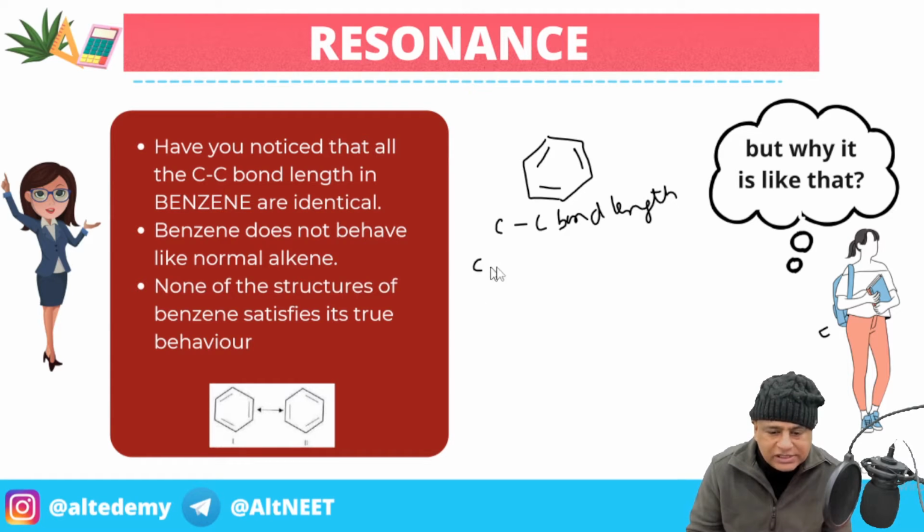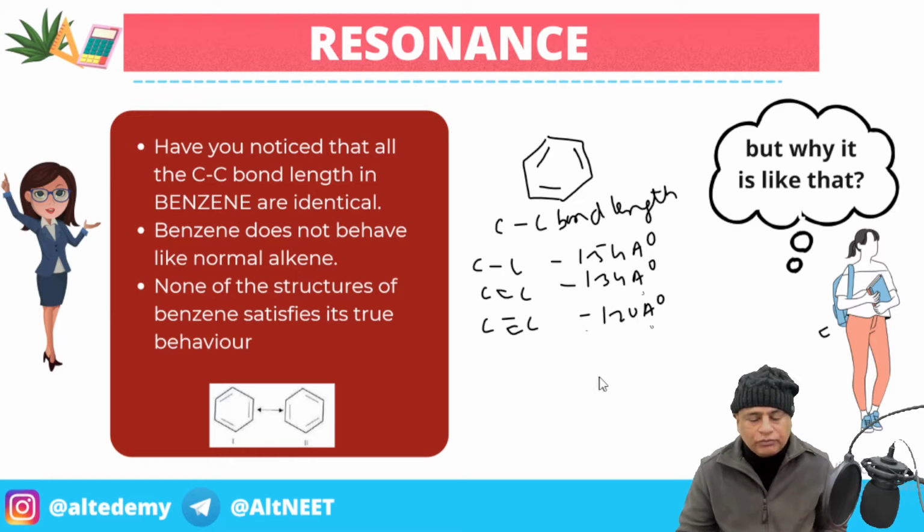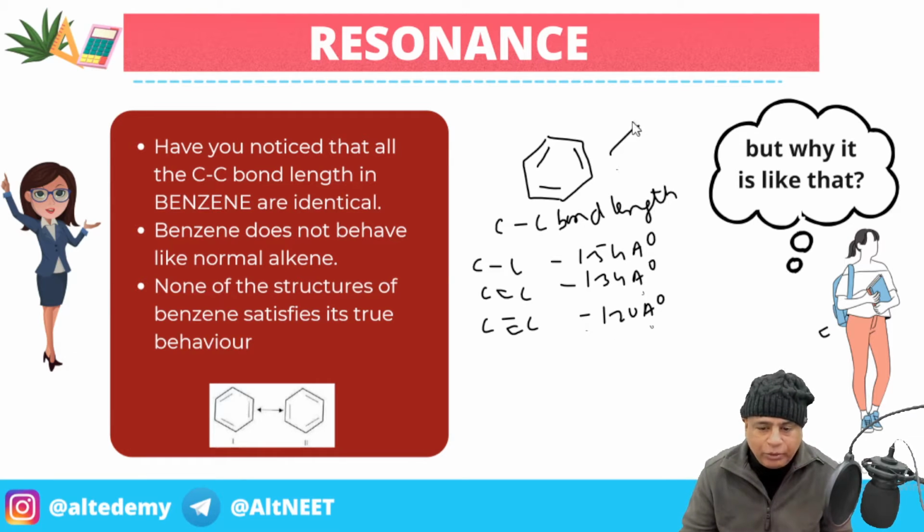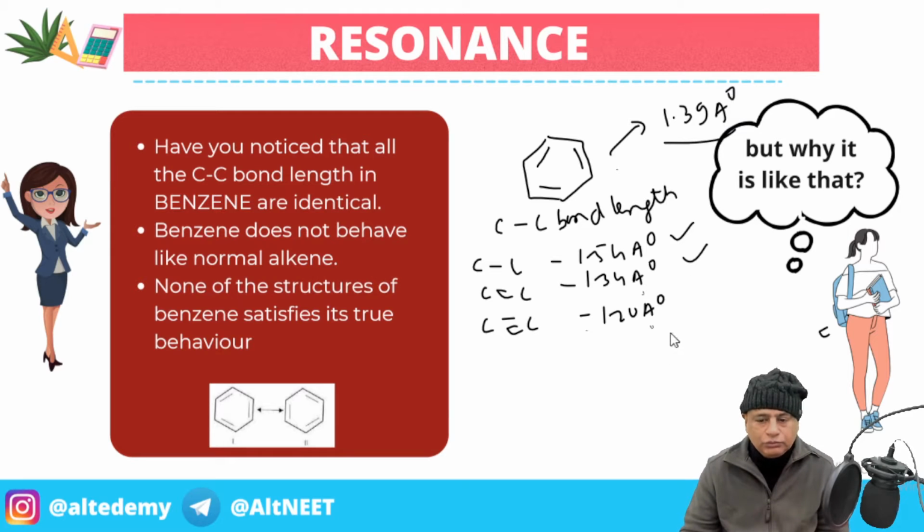We know that a C-C single bond has a bond length of 1.54 angstrom. A C=C double bond has a bond length of 1.34 angstrom. And a C≡C triple bond has a bond length of 1.20 angstrom. We notice that the bond length in benzene is 1.39 angstrom, somewhere in between a single and a double bond. What has happened in benzene? What is so special that is happening with benzene that its bond length is somewhere in between 1.34 and 1.54? Neither is it a single bond nor a double bond.